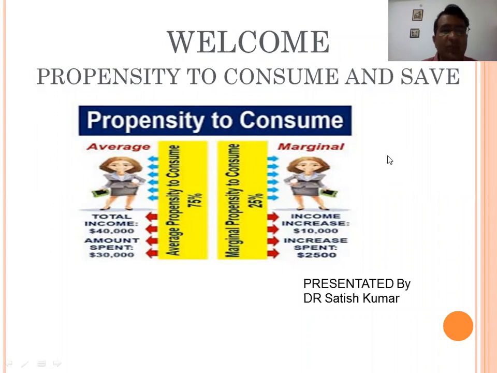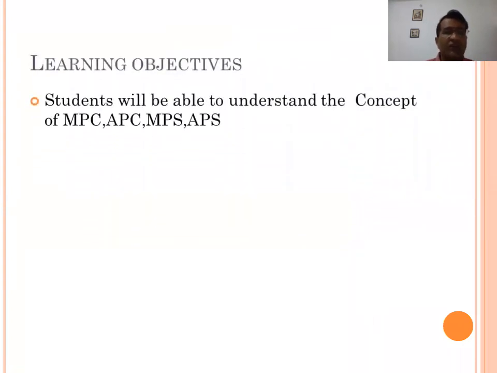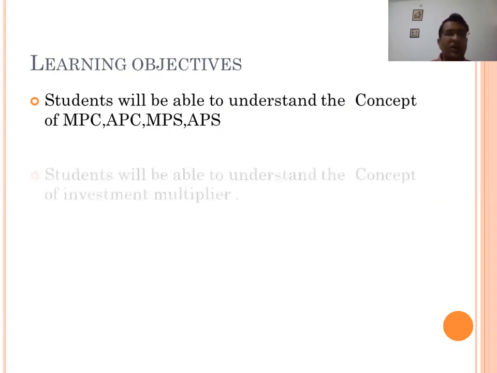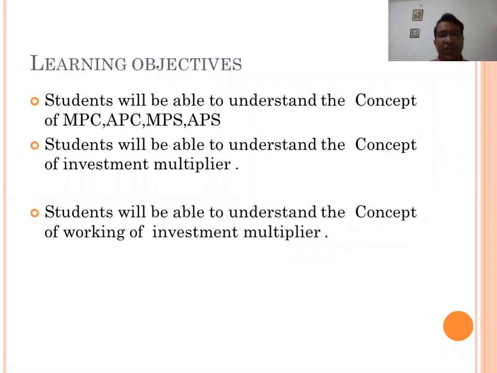Today we will discuss propensity to consume and save and then multiplier. First of all, the learning objective. After finishing this topic, we will be able to understand the concept of MPC, APC, MPS, APS. MPC is marginal propensity to consume, average propensity to consume, marginal propensity to save, and average propensity to save. And also you will be able to understand the concept of investment multiplier, or the working of the multiplier.